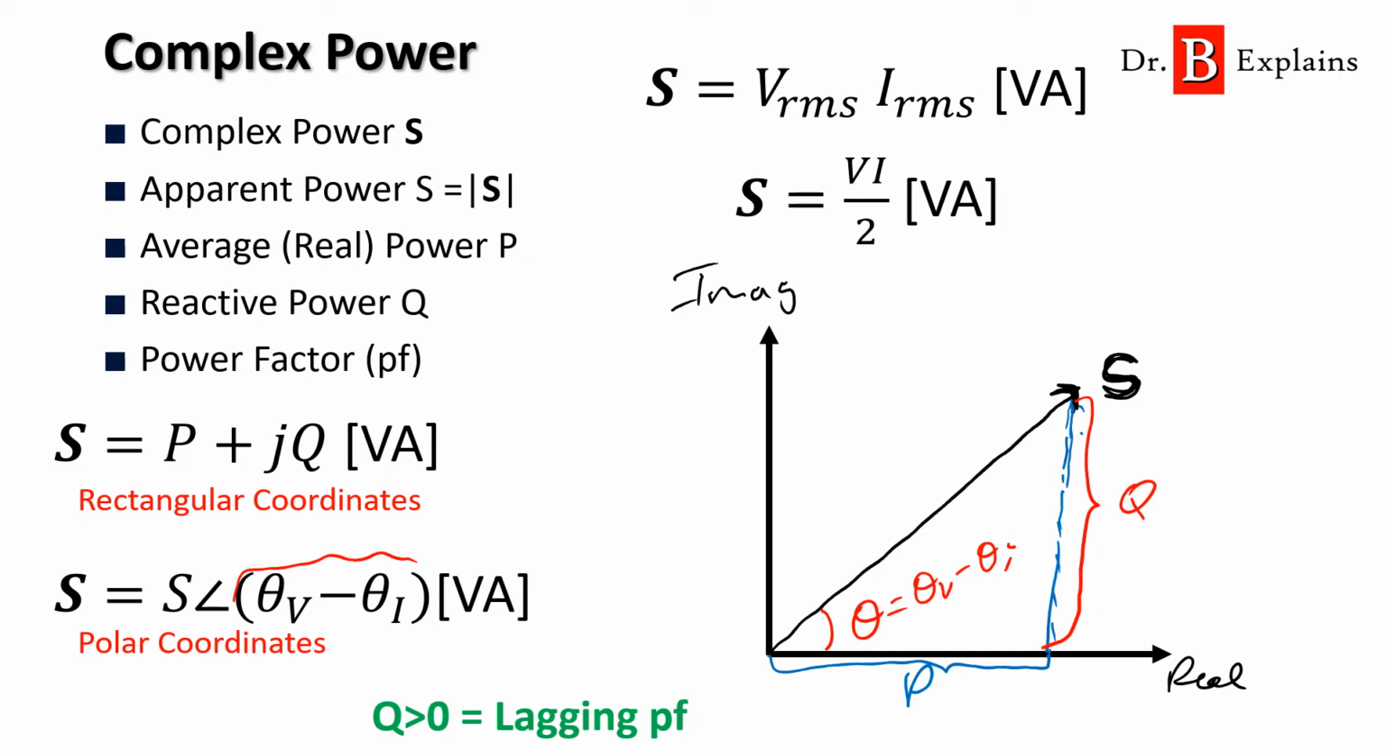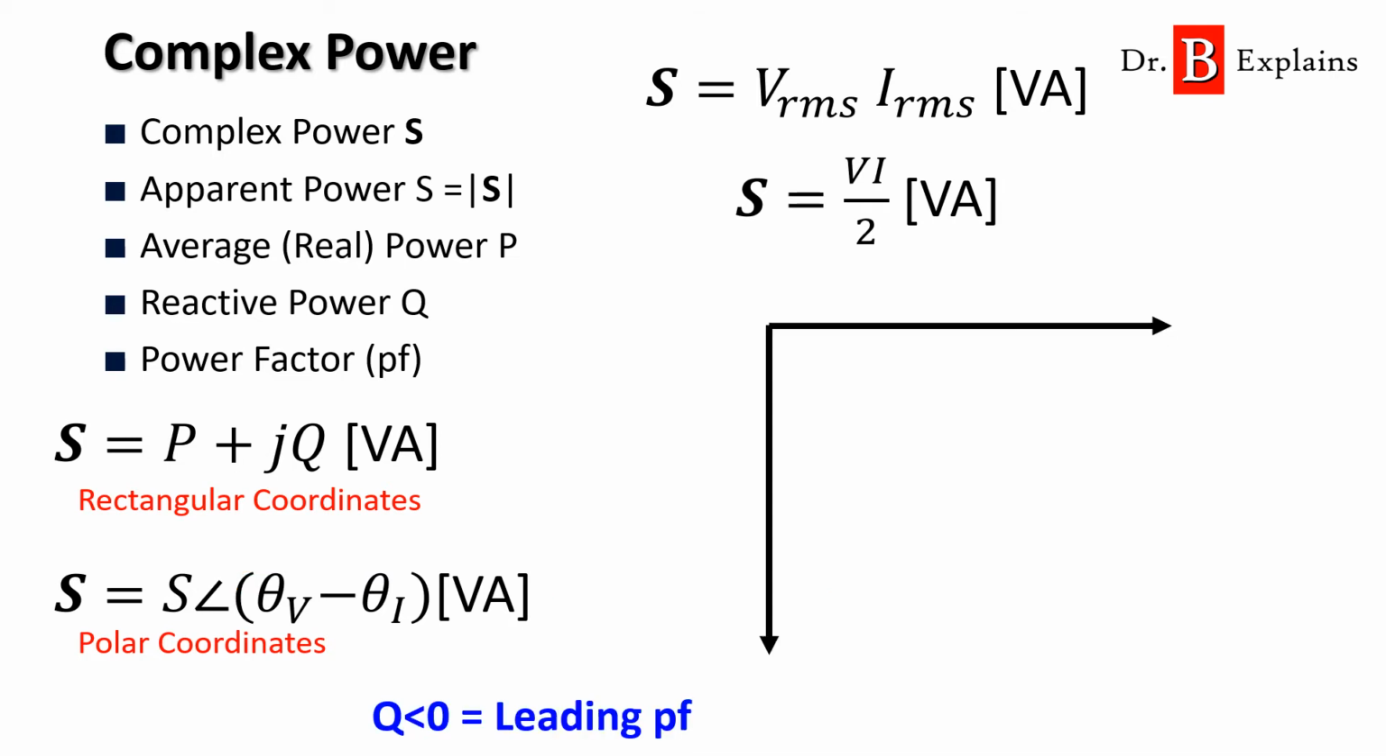So we have, oh, I'm missing one. I'm missing S magnitude, which is this one, right? So we can say the magnitude and the angle, that will be polar coordinates, or we can say the X or real component and the Y or imaginary component, which is this guy. And so in this case, when we have the Q that is greater than 0, we can say that it's a lagging PF. We call it lagging PF.